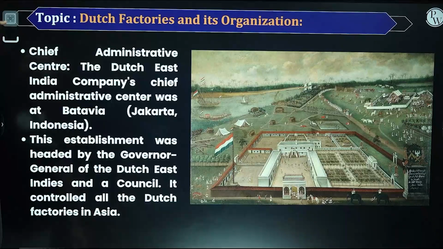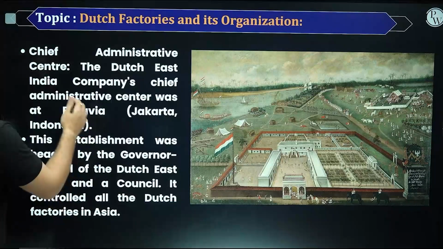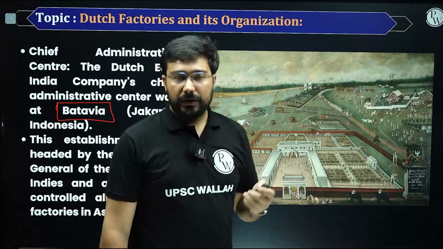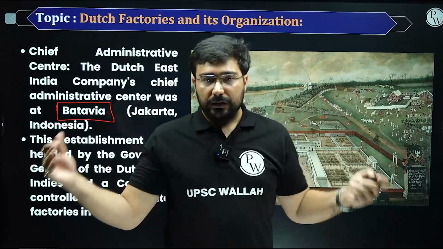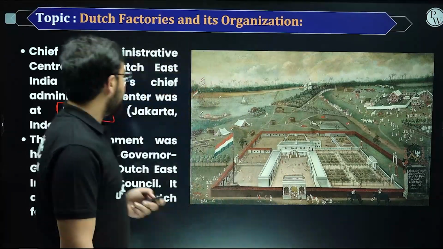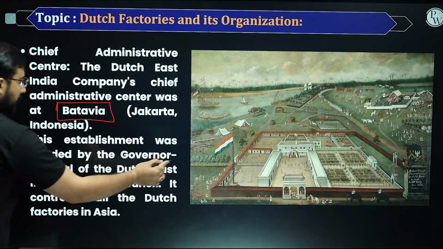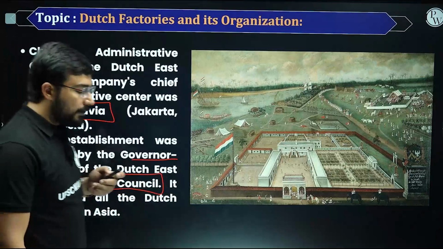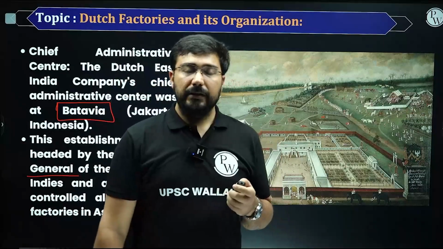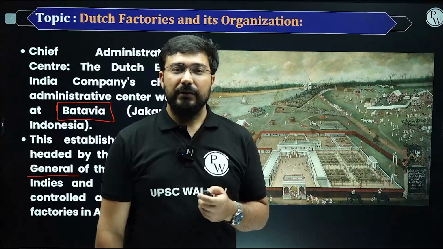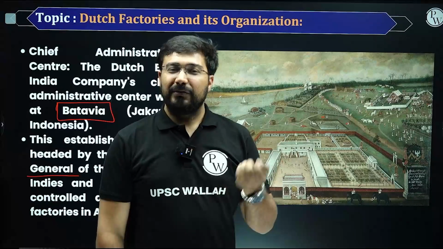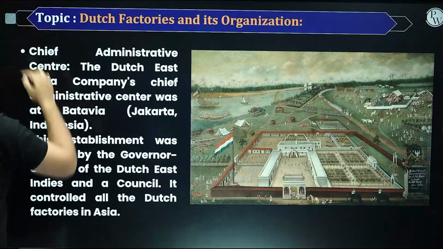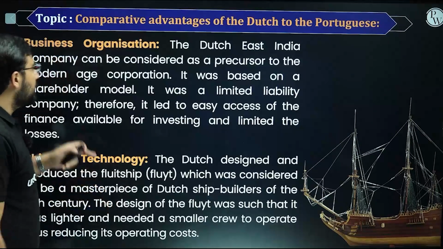Number one, the chief administrative center of this Dutch East India Company was at a place known as Batavia, today's Jakarta. From there they used to control their trade across the Indian Ocean. Second, this was headed by a governor general, who also used to have a council. In fact, there used to be 17 directors in this company, and they used to call themselves Gentlemen 17. That's a very significant name that they've chosen for themselves, and these directors used to control this organization.